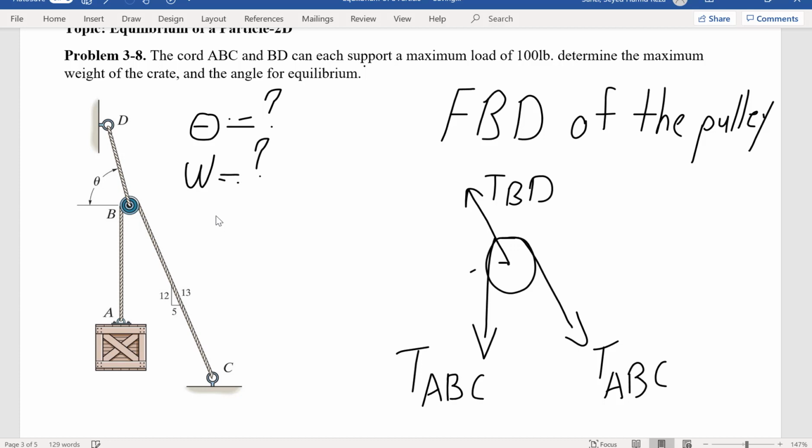The angle that I have here is theta. I don't know this angle, but I know the angle for TABC. It's just going downward. For the other TABC, I don't have the angle, but I have the dimension here, a 5, 12, 13 triangle. So I'm going to draw this triangle here, 13, 5, and 12.